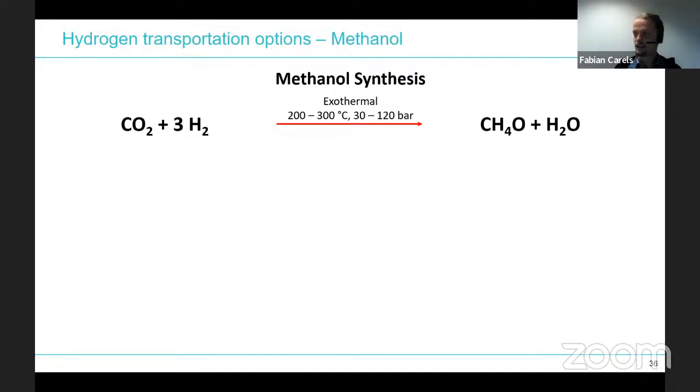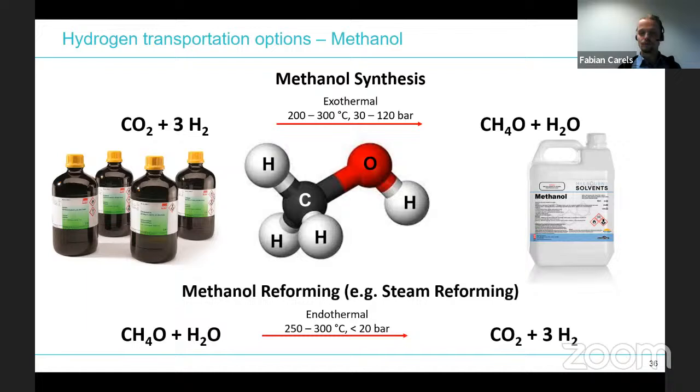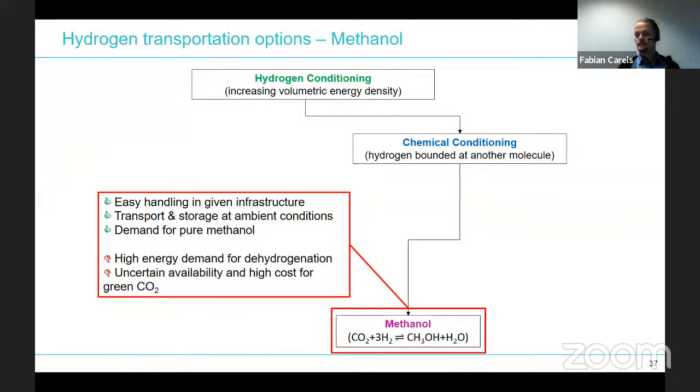Yeah, the methanol is a base chemical, most likely, so it can be used in different sectors. We will talk about this later too. And it is also possible to reform the methanol, which means that we crack it, for example, in steam reforming. So we need to again apply thermal energy to crack the methanol back to the original substances, hydrogen and carbon dioxide.